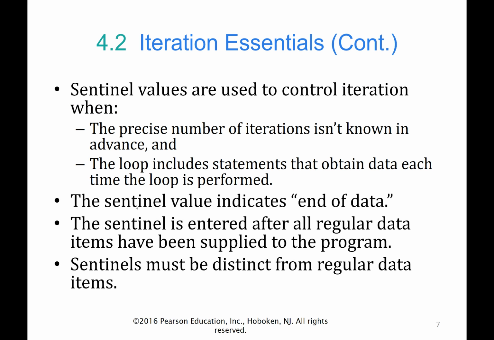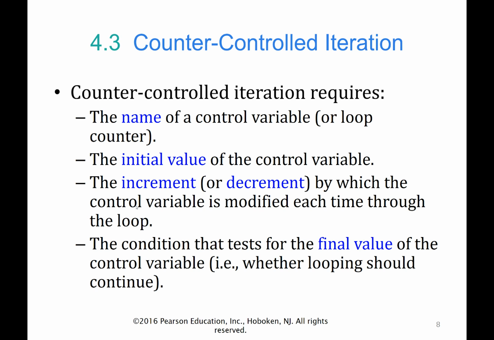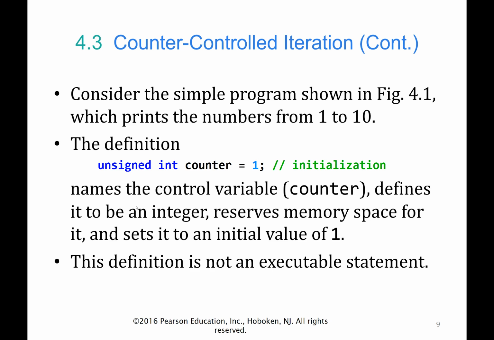Sentinels is when we don't know how many. So those are the two types of loops: counter control and sentinel control. Counter control, we usually use the for loop, and let me just jump into it.